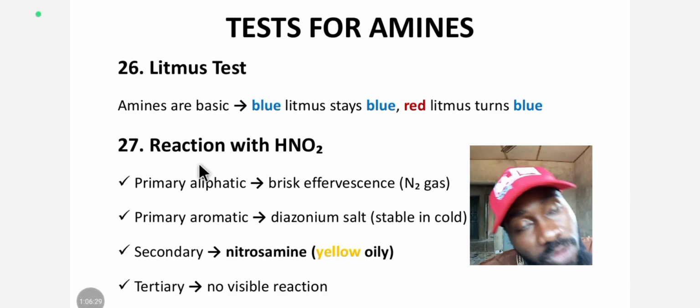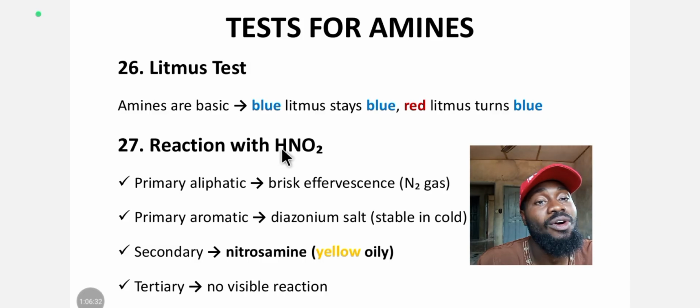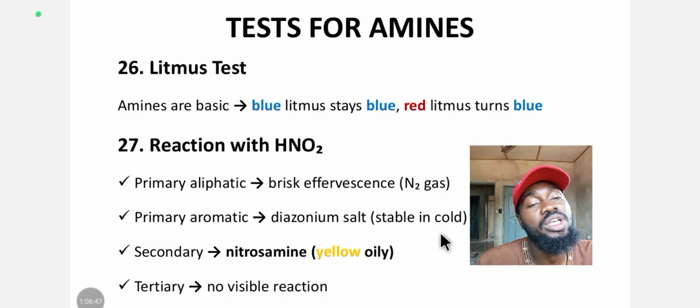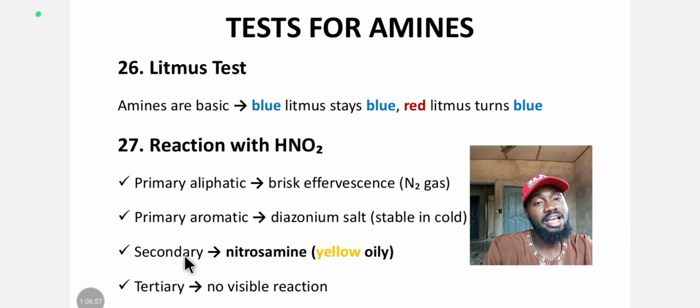The next we have here is number 27, which is the reaction with nitrous acid. Okay. The primary aliphatic amine gives a brisk effervescence of nitrogen gas. The primary aromatic amine gives a diazonium salt, stable in cold but unstable in heat. The third we have here is the secondary amine. It gives us what? Nitrosamine, a yellow oily substance. Then the tertiary aromatic amine gives no visible reaction.